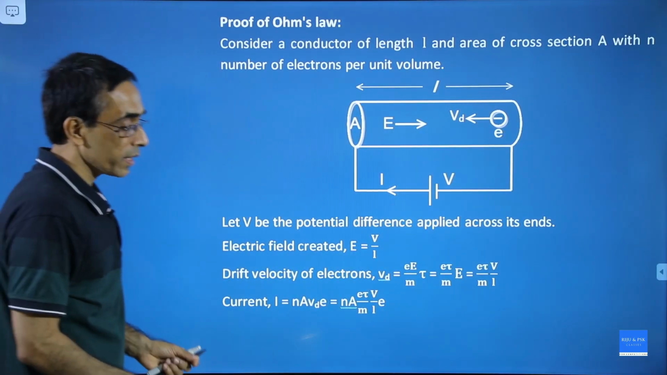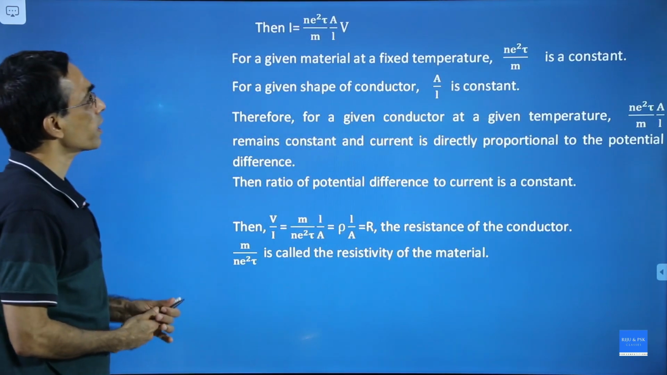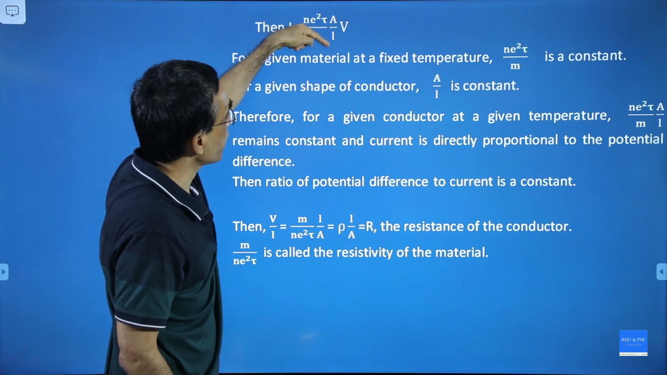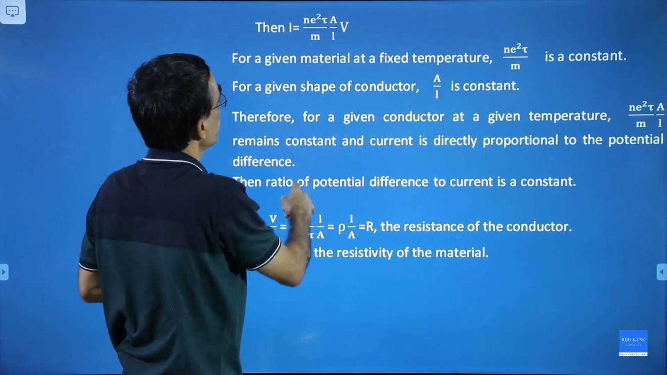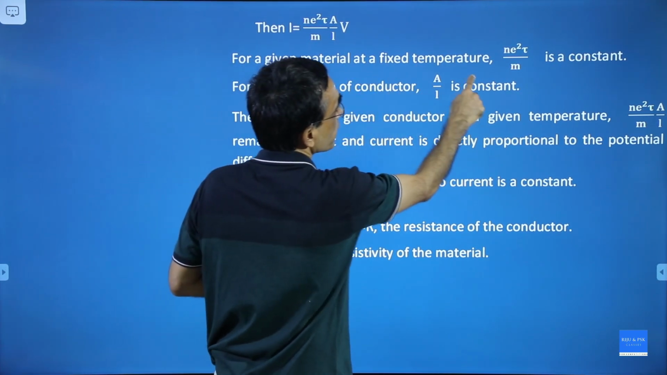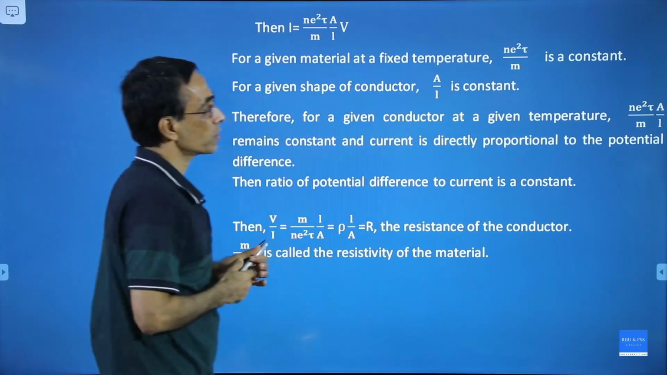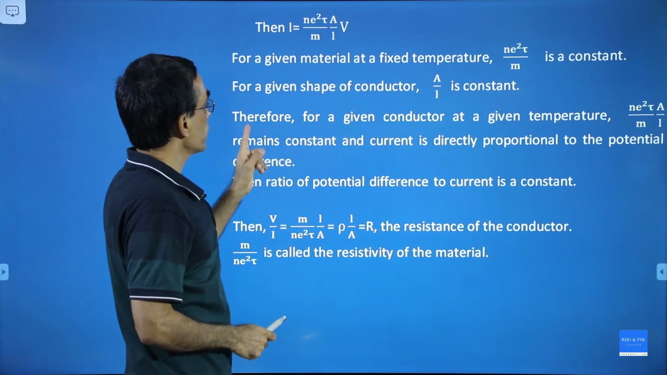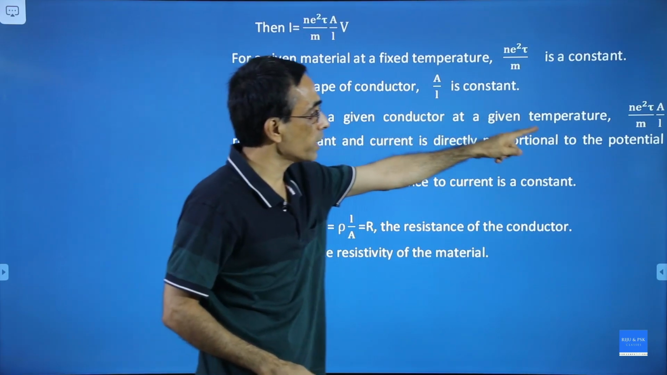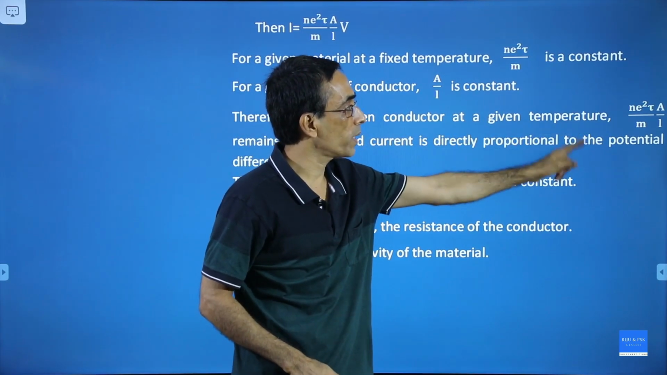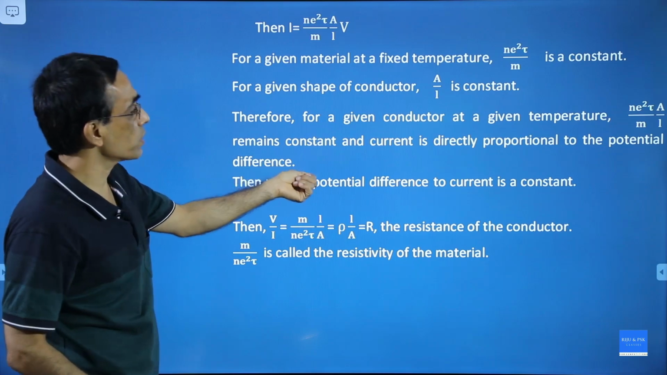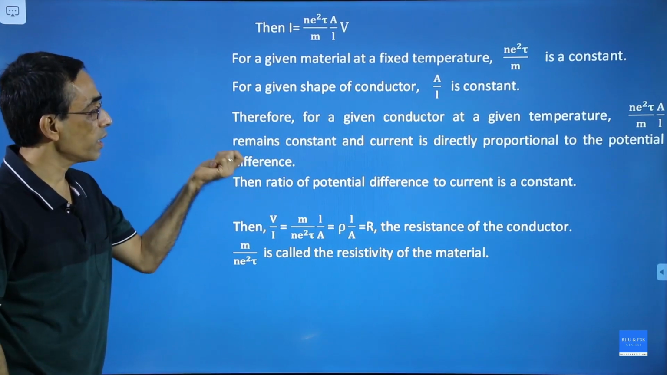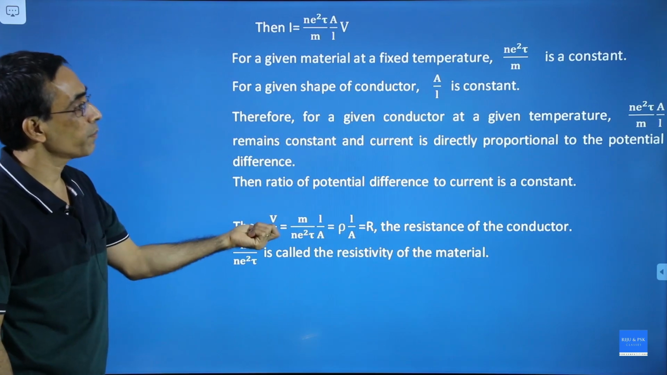You can see that in the next slide here. I derived the same thing. We get I equal to n e square tau by m into A by L into V. For a given material at a fixed temperature, n e square tau by m is a constant. For a given shape of conductor, A by L is constant. Therefore, for a given conductor at a given temperature, n e square tau by m into A by L remains constant, and current is directly proportional to potential difference. So, that is the definition, that is the proof of Ohm's law.